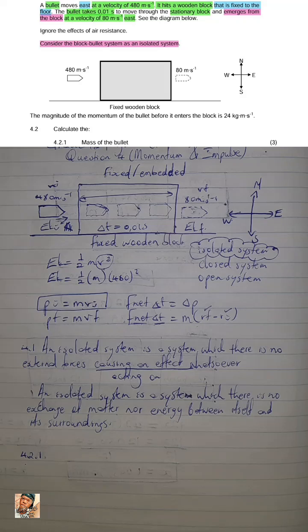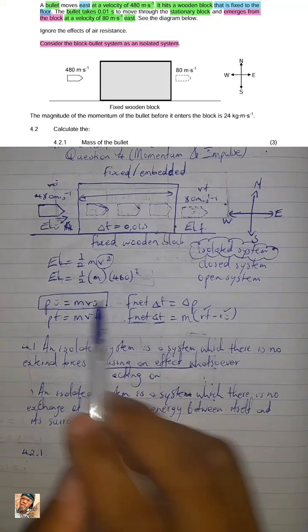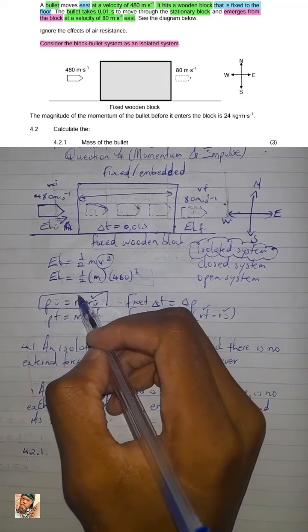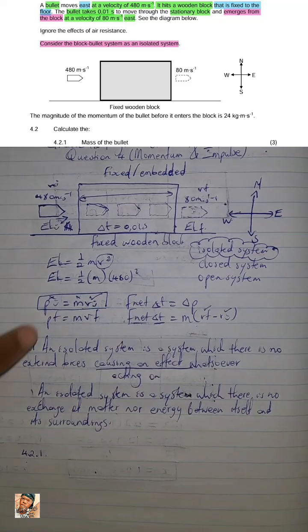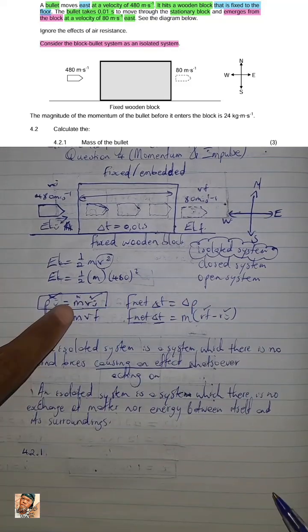Now that we have the momentum, we can determine the mass, because we said that we don't have the mass. We do have the initial velocity, we don't have the mass, and of course we don't have the initial momentum. But now they've given us the initial momentum. That means we can calculate the mass of the bullet.